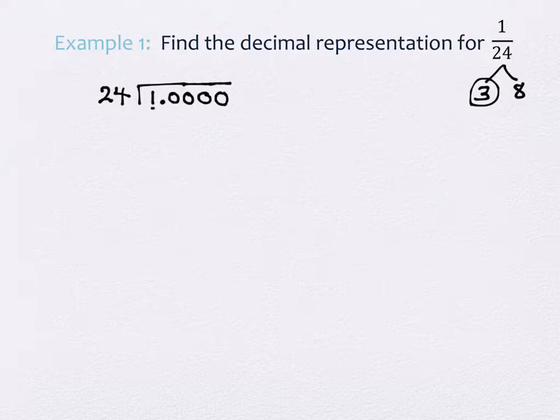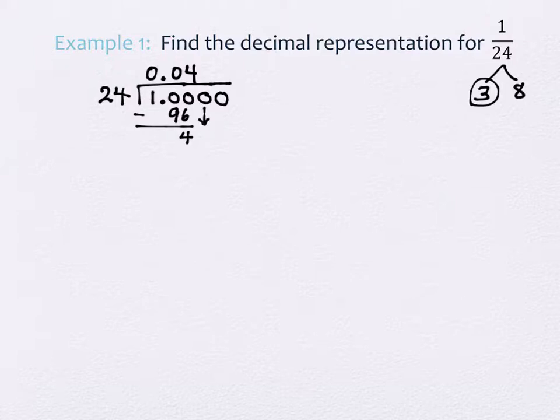So it's going to take 3 places before it's big enough to actually be divisible by 24, right? 10 doesn't work, 1 doesn't work, 24 will go into 100, though. How many times will 24 go into 100? 4. So the 4 needs to go above the whole number 100 as a 3-digit number, and then anything that came before that would be a 0, and the decimal point would come up as well. What is 4 times 24? 96. So I would subtract. What's 100 minus 96? It's 4.